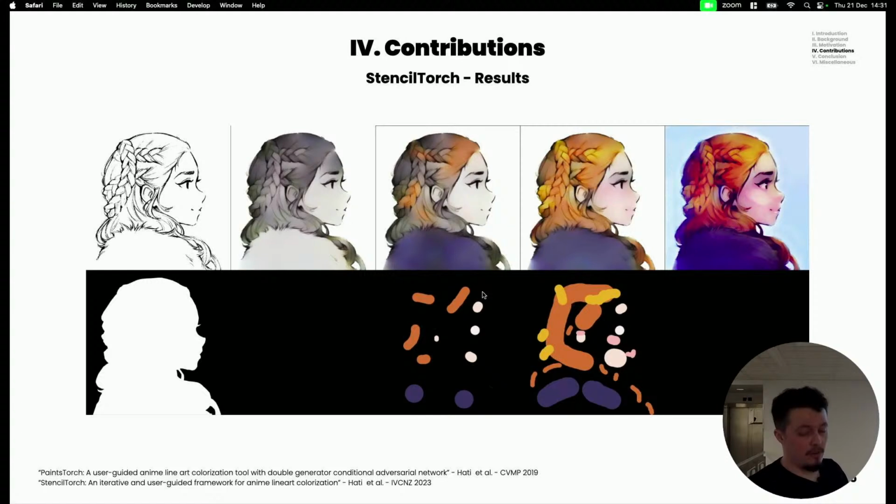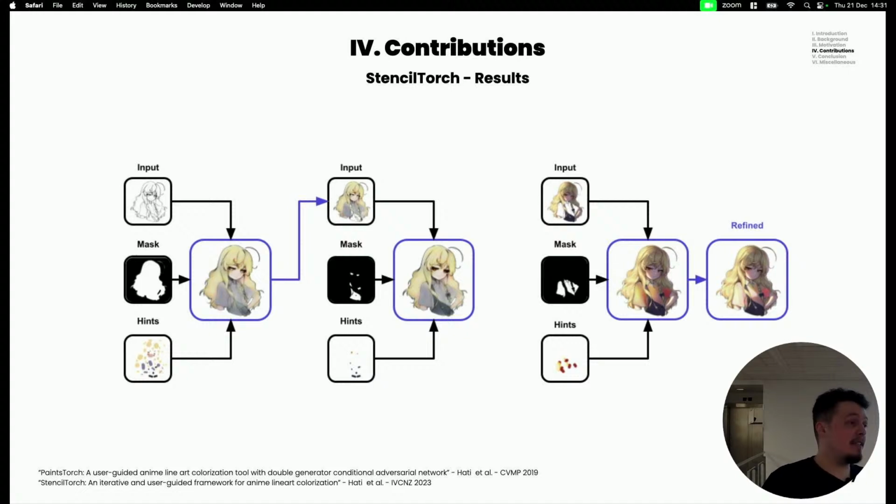Finally, we wanted to evaluate the iterative process, right? And we found that there is an emergent workflow that arises from our method. In the first scenario, the network proposed a first colorization. It can then be refined by passing again to our network, but this time by providing another mask.